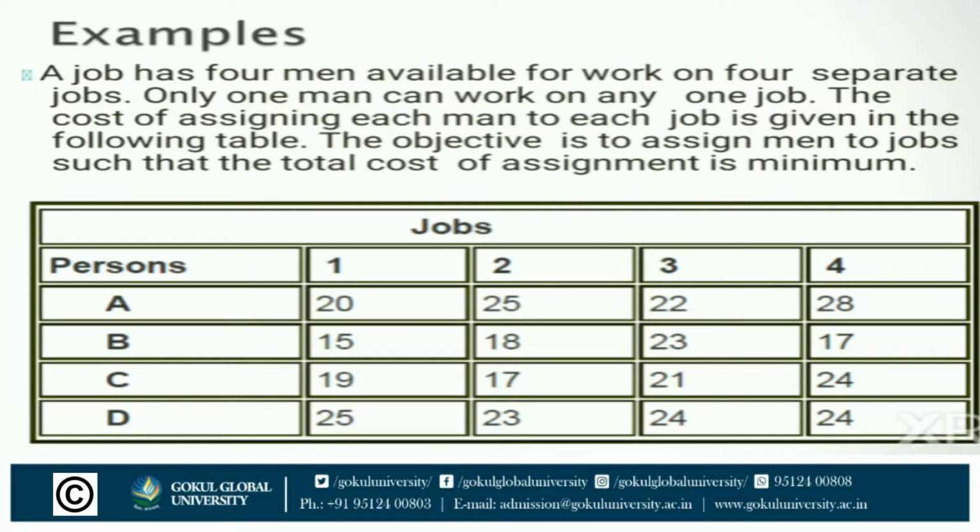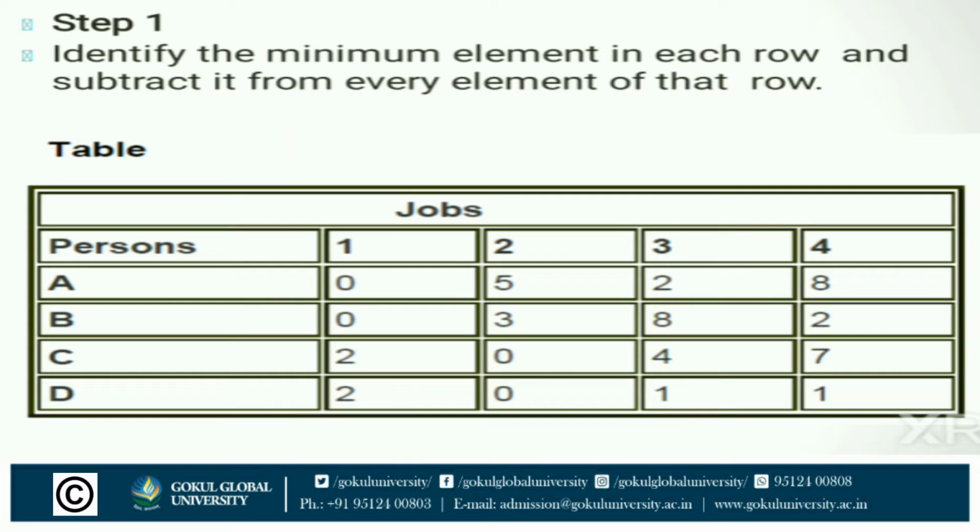Now subtract the minimum value of each row. In the first row the minimum is 20, so subtract 20 from all other values. In the second row, the smallest element is 15, so subtract 15 from all other values. In the third row, the smallest value is 17, so 17 is subtracted from all other values. And the last row is 23, so subtract it from all elements. Now we can give this table.